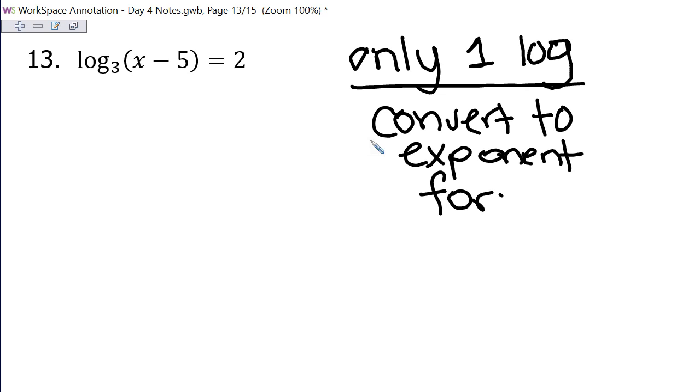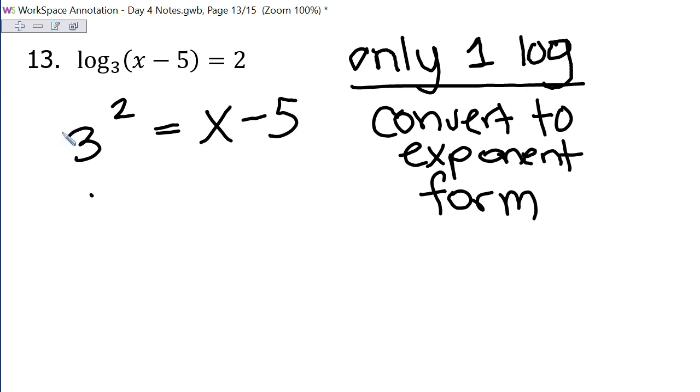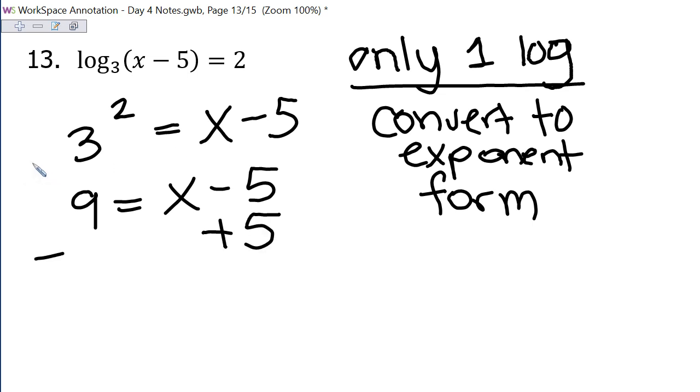So for number 13, what's the base? 3, what's the exponent? 2, what does it equal? X minus 5. Then what's 3 squared? So 9 equals x minus 5. What's next? Add 5 to both sides. So what's my answer? 14.